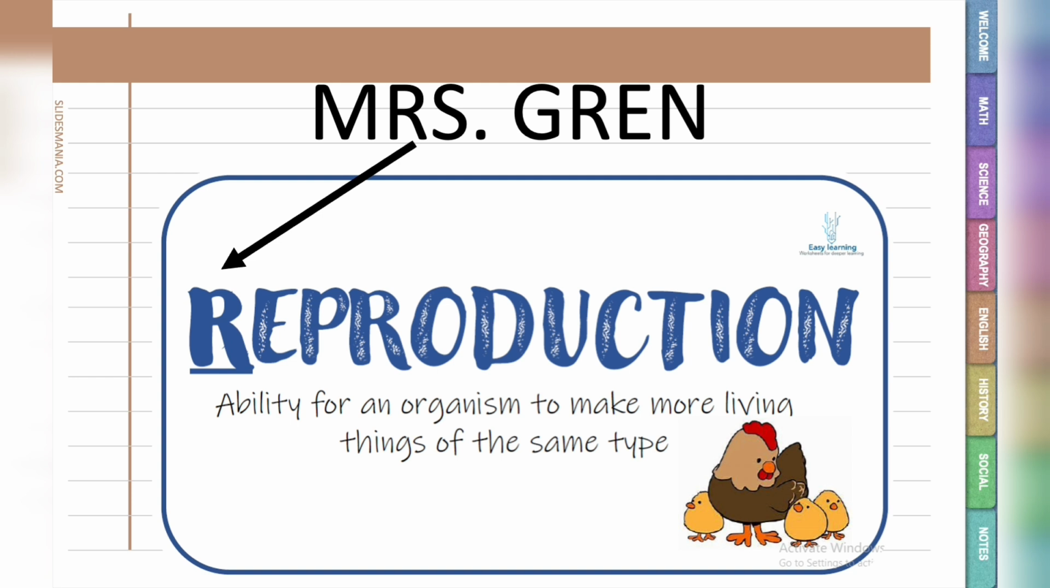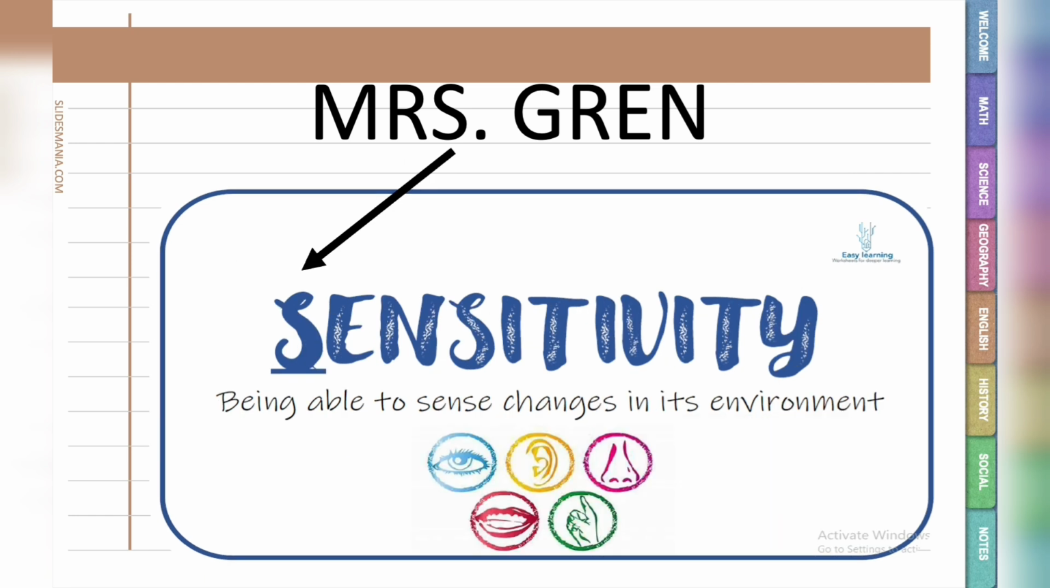Now R is for reproduction. It's the ability for an organism to make more living things of the same type, to make more babies, right? Some animals lay eggs, some animals give birth. S is for sensitivity, being able to sense. We know we have 5 sense organs, so we can sense: sight, hearing, smell, taste, touch, all these are senses. So all living things can sense.